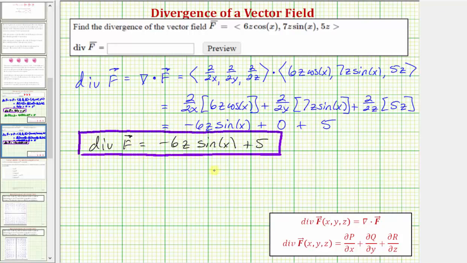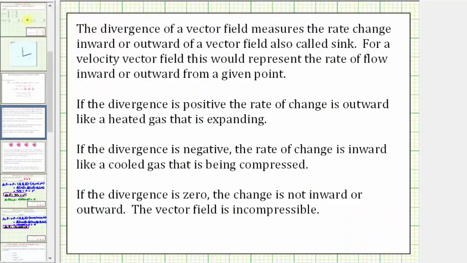Now let's briefly talk about what this tells us about the vector field f. The divergence of a vector field measures the rate of change inward or outward of a vector field, also called sink. So for a velocity vector field, this would represent the rate of flow inward or outward from a given point. If the divergence is positive, the rate of change is outward, like a heated gas that is expanding. If the divergence is negative, the rate of change is inward, like a cooled gas that is being compressed. If the divergence is 0, the change is not inward or outward. The vector field is called incompressible.